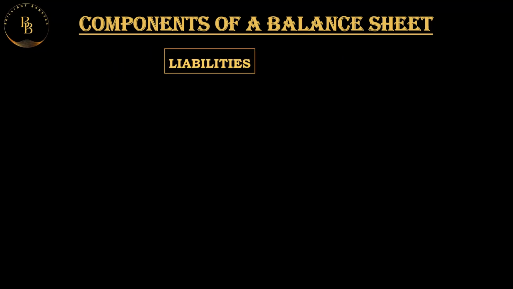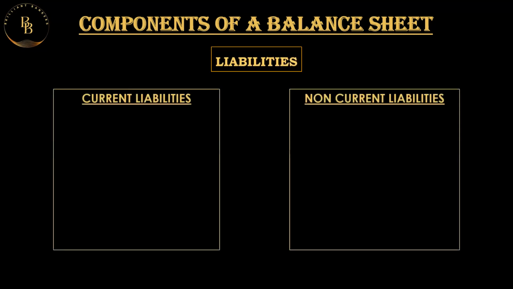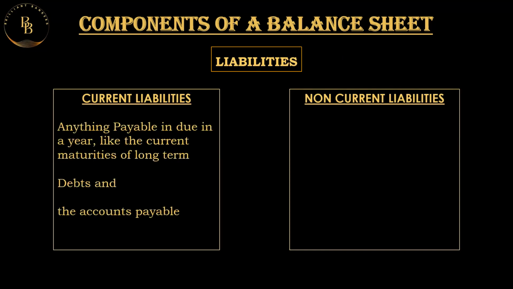Coming to the topic of liabilities, what are the things that come in liabilities? This section of the balance sheet shows the money that the company owes to others, like the loan expenses, the recurring expenses, and other forms of debt, etc. Now, the liabilities can be divided into the current liabilities and the non-current liabilities. So, what is a current liability? A current liability is anything payable and is due in that particular year, like any maturities of a long term debt.